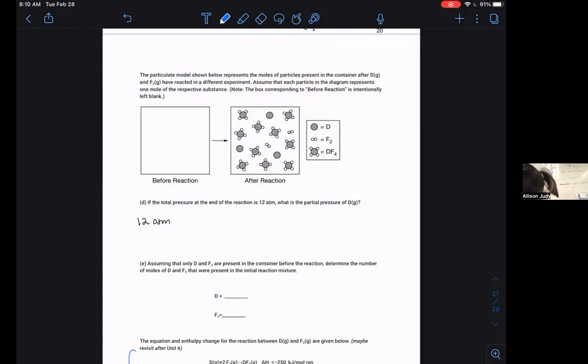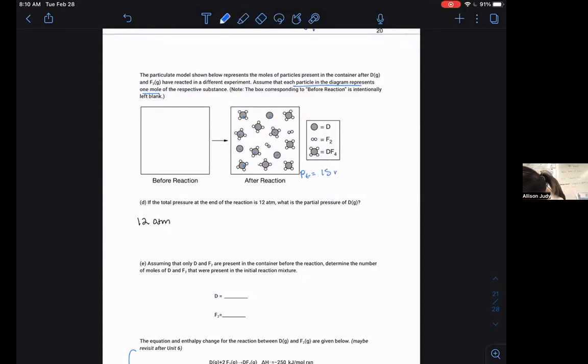Okay, I miscounted. Hold on. I'm losing track. The dots were not big enough for me to track. Okay, 1, 2, 3, 4, 5, 6, 7, 8, 9, 10, 11, 12, 13, 14, 15. So here I have a representation of 15 moles of gas, right? Because it assumed that each particle in the diagram represents 1 mole of the respective substance. So that's my total. P total is equal to 15 moles of gas.